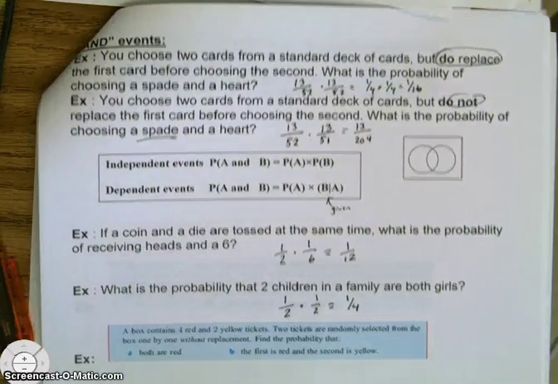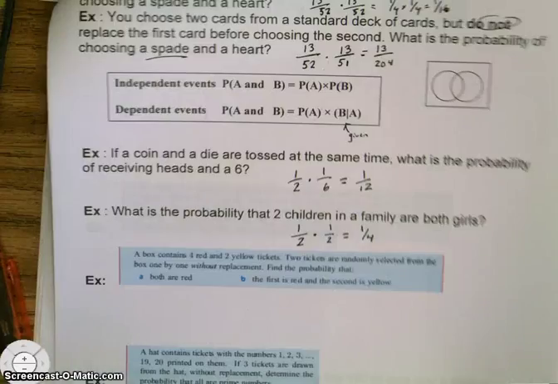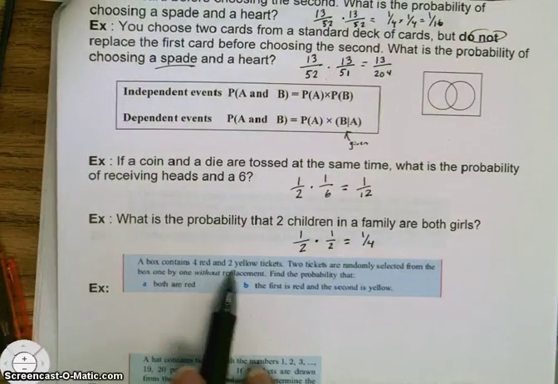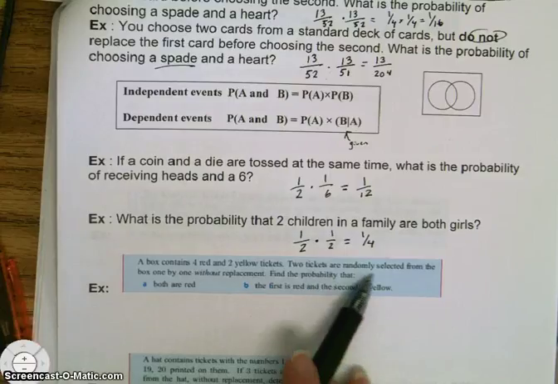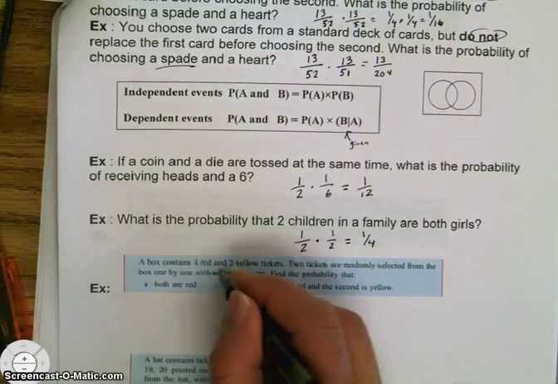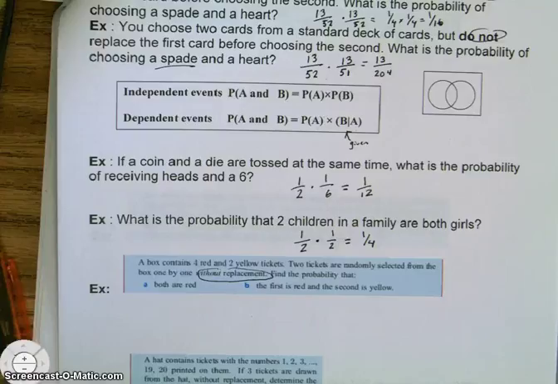Okay. Here we're going to shake it up a little bit. We have a box that contains 4 red and 2 yellow tickets. 2 tickets are randomly selected from the box, one by one, without replacement. Pay really close attention to those words. Okay, so once we take one out, we're not putting it back in, so this is now a dependent event. Find the probability that both are red.